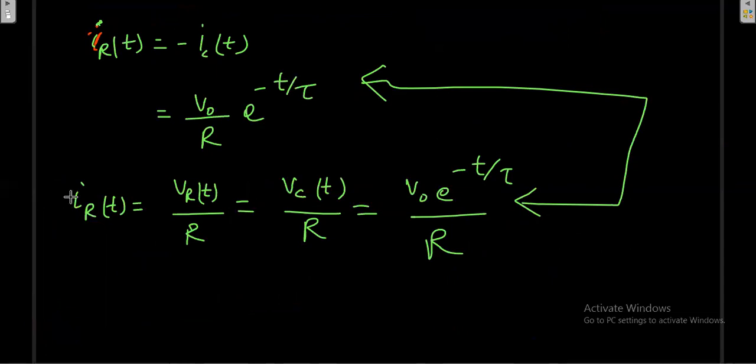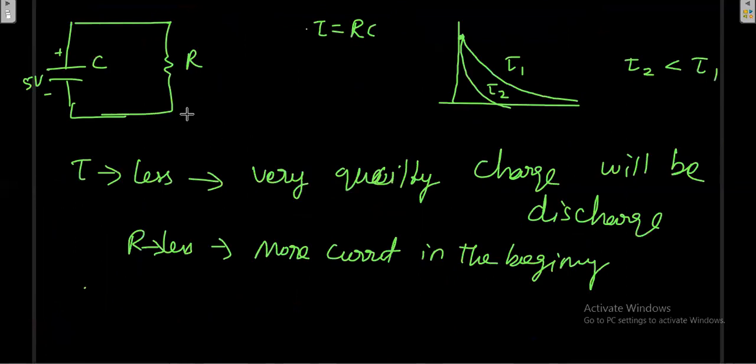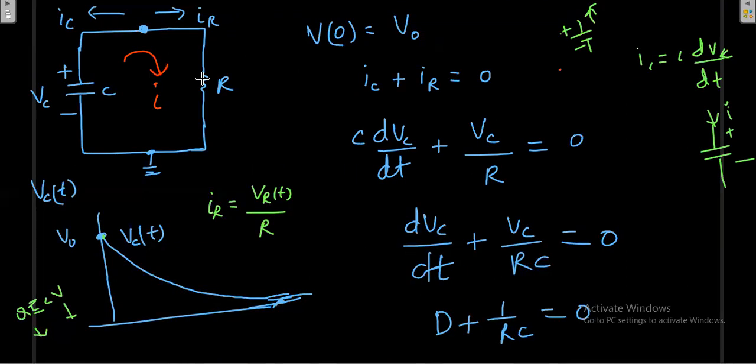Or otherwise, in another manner also we can calculate the current across the resistance. Because you know one thing, whenever a resistor is there, irrespective of anything else, the current across the resistor is simply the voltage across the resistor divided by R. So what is the voltage across the resistor? It is the same as the voltage across the capacitor. Then you simply divide it by R, and I will get the current across the resistor.